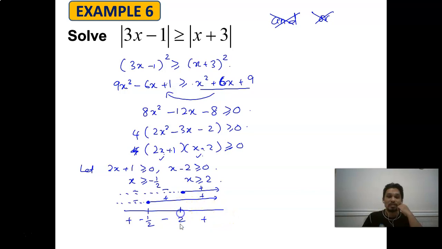Final answers, based on what is given here. Two linear factors, 2x plus 1 multiplied with x minus 2, greater than 0, means that the values here must always be positive, because positive values are always greater than 0. So it is here and here. So the final answer is in the intervals.